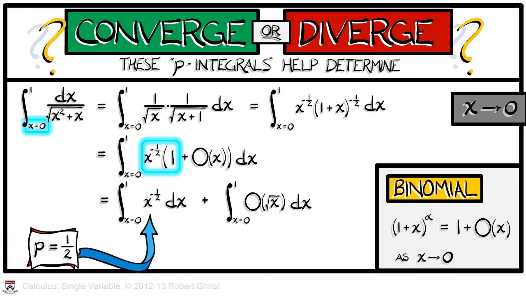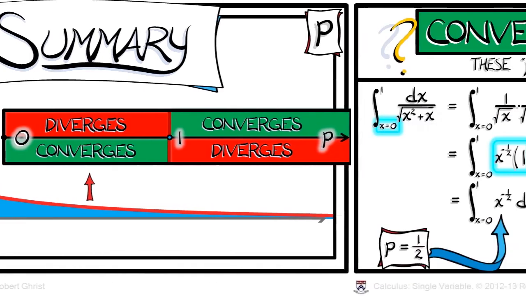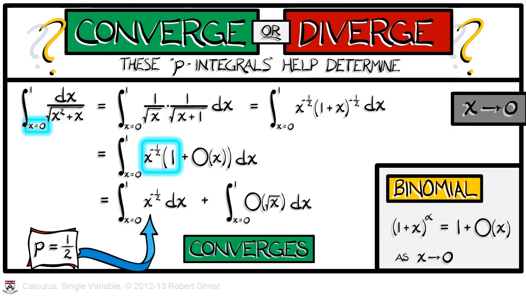Well, remember, I said you had to memorize some of these. Let's go back and recall that when p equals 1/2, for a blow-up p integral, it converges. Therefore, we know that this entire integral converges. We may not know the value, but we know it converges.